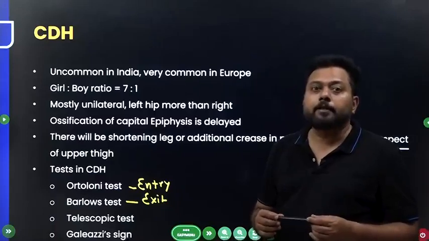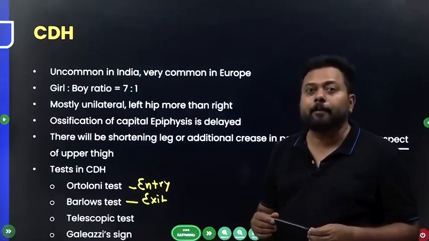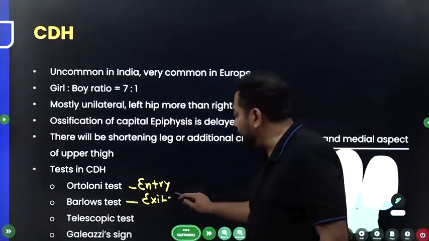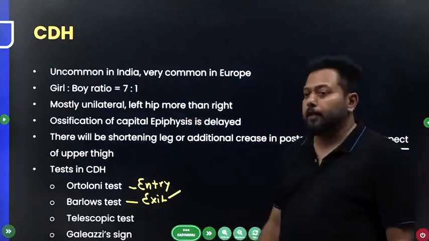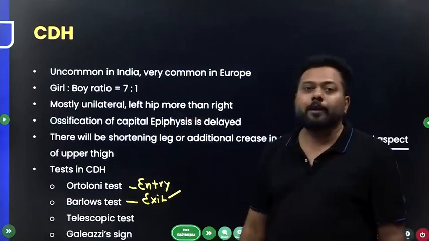Barlow's test is dislocating a dislocatable hip. That's called Barlow. Since this is a provocative test, usually in clinical examination, we won't do a Barlow's test. Then comes the telescopic test. What is the telescopic test?